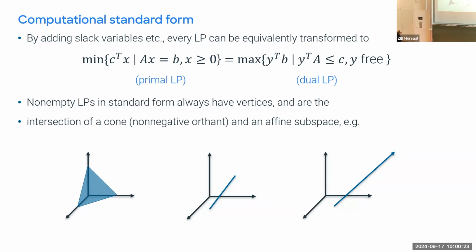Also, if this is a feasible LP, then you always have vertices. So what is this actually? You have to imagine this Ax equals b as an affine subspace. So for instance, a plane in R3 or a line in R3. And then this is intersected with a non-negative orthant. So you might get this shape, or you might get such a line segment or an unbounded ray. Or of course, in higher dimensional objects, much more difficult things that we cannot imagine.